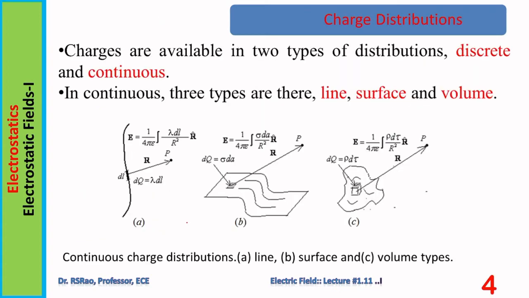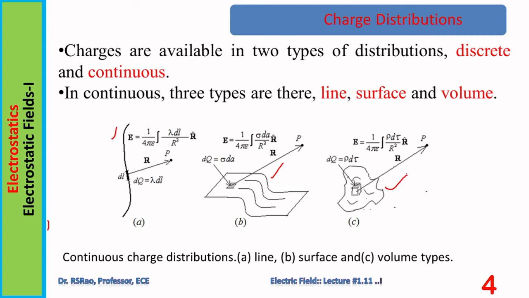Charges are available in two types of distributions, discrete and continuous. So far we considered field intensity due to a point charge, and field intensity due to a set of point charges, a group of point charges. These two fall in the category of discrete charge distributions. Continuous charge distributions are also in existence. Three types are there. One is line charge distribution, shown here. Another is surface charge distribution. The third one is volume charge distribution.